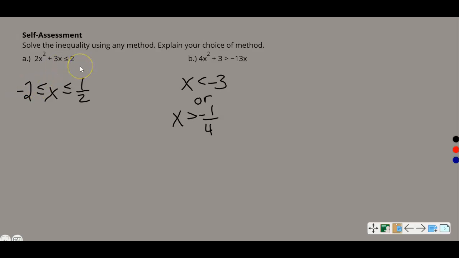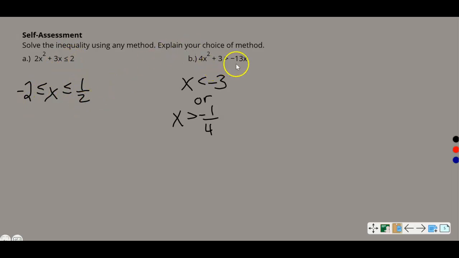Put this in standard form, set it equal to 0, solve it like it's an equation, then find the critical values on the number line, check the 3 regions on the number line, the one to the left of a point, in between the 2 points, and to the right of the point, and then determine which area represents the solution set. Okay, so if you did that for A, you should have got that x is in between -2 and 1/2. This is less than or equal to, which means the 2 endpoints are included.